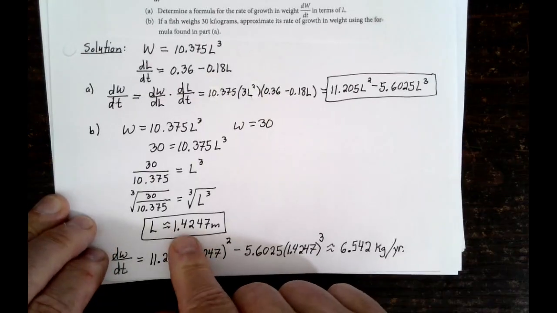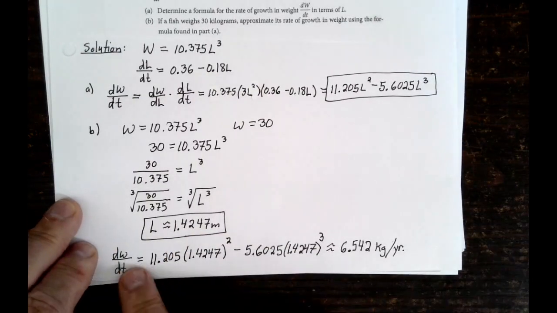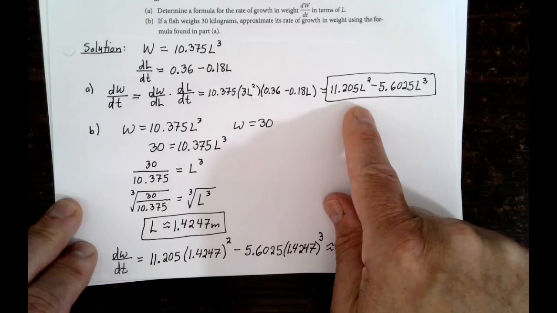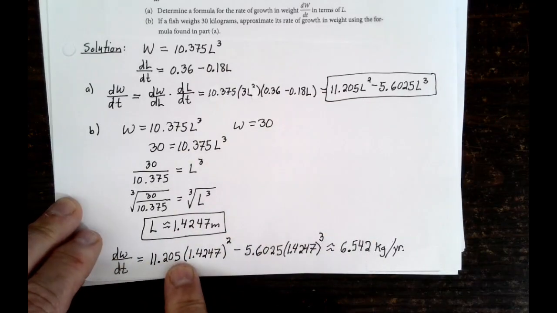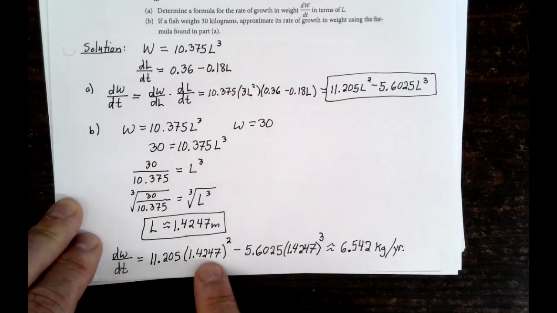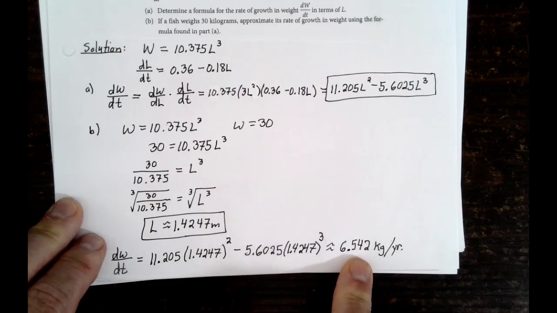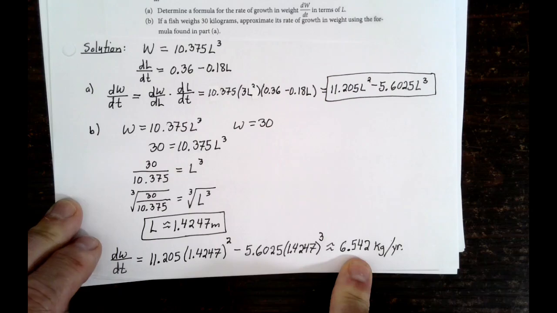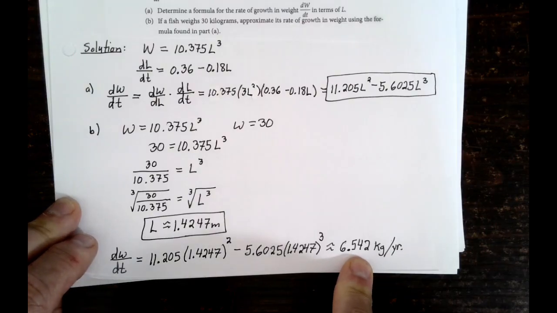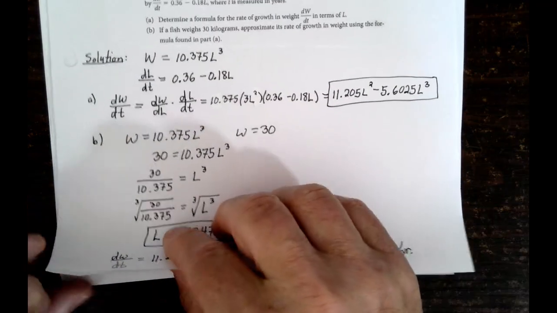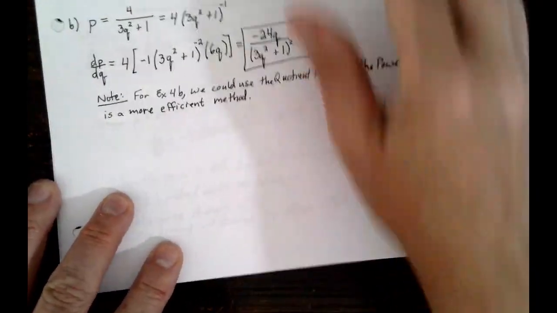So now you know the length when the weight is 30, and now you can plug that into the function to find the rate of change of the weight based on the proper length. And when you do that, you get a rate of change of 6.542 kilograms per year. So this fish is growing very fast. That's about 13 or 14 pounds per year. That's a really large growth factor there.